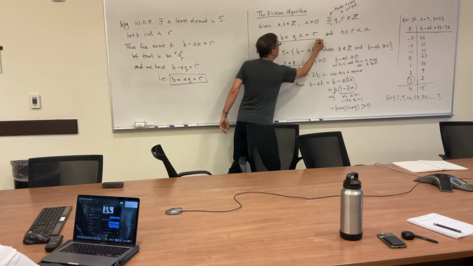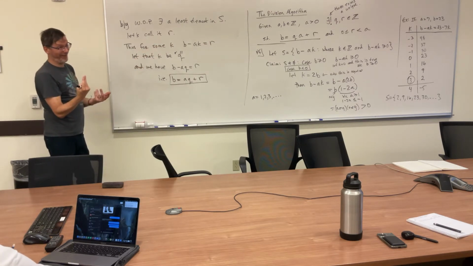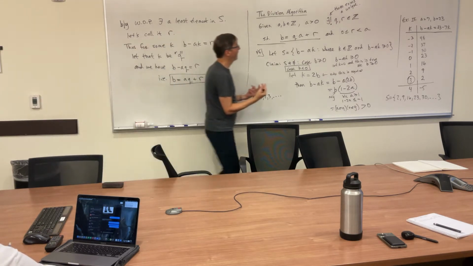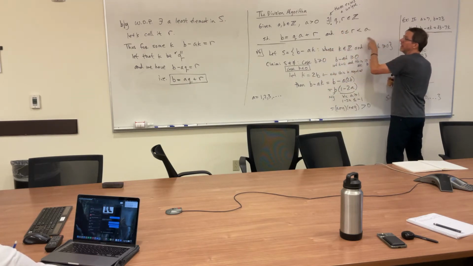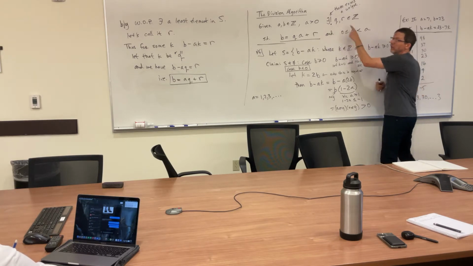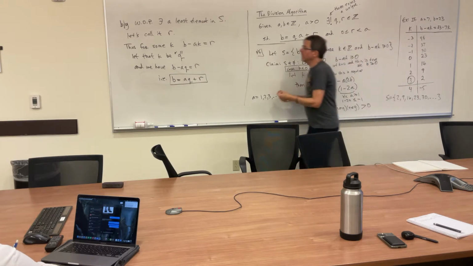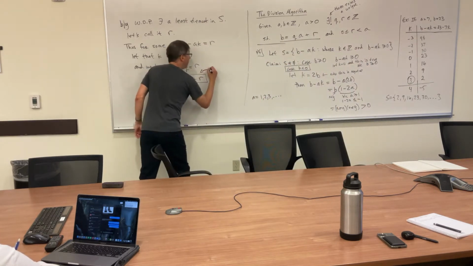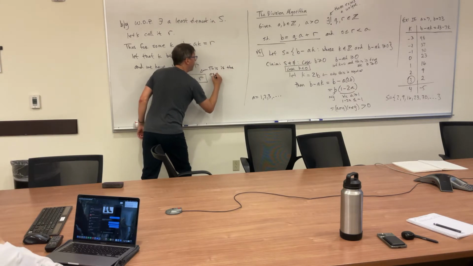We got that. Now I need to show two other things. I need to show that R is less than A, and I need to show that these R and Q are unique and there's no other pair that works. So we've got the existence. So this is the existence portion.